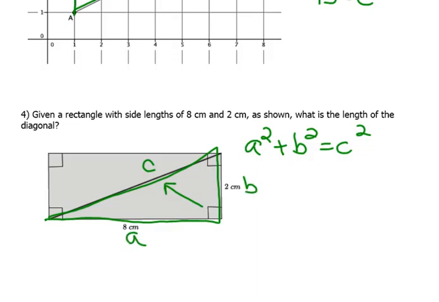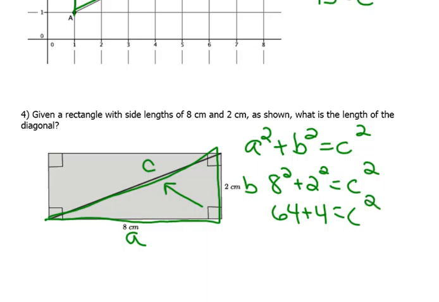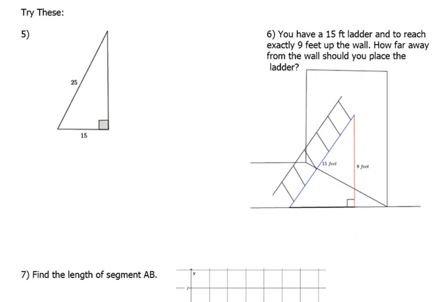Okay, so this is my C, this one's A, this one's B. You could reverse those because the commutative property says I can. And filling in my numbers, so we have 8 squared plus 2 squared equals C squared. 8 squared is 64, 2 squared is 4, 64 plus 4 is 68. That is not a perfect square, so we're going to stop right there. Okay, I want you guys to try these, so I'm going to ask you to pause the video, and then you can come back and check your work and see how you did.